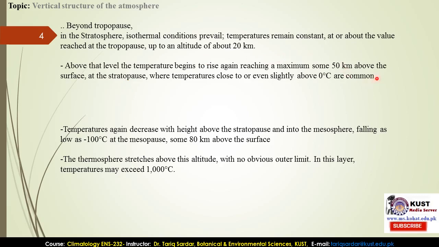At the stratopause level, the top of the stratosphere, temperatures around zero are common, because this is caused by the presence of ozone, which absorbs ultraviolet radiation from the sun and warms the middle and upper layers of the stratosphere, creating a temperature inversion in that part.